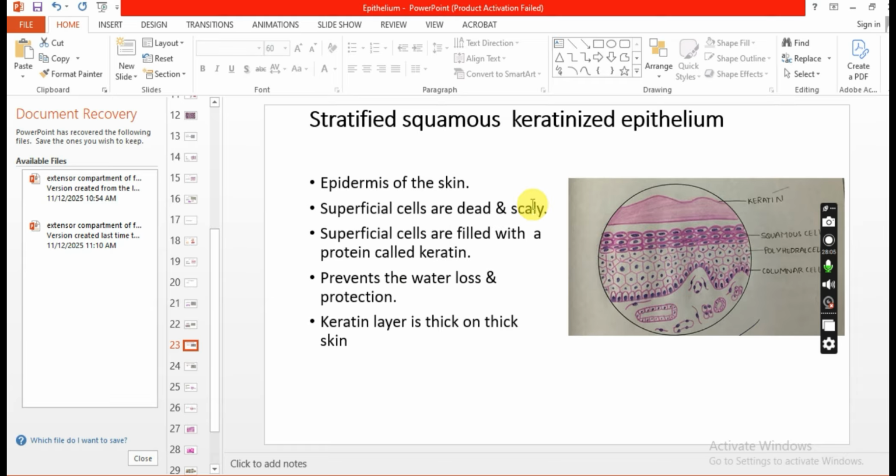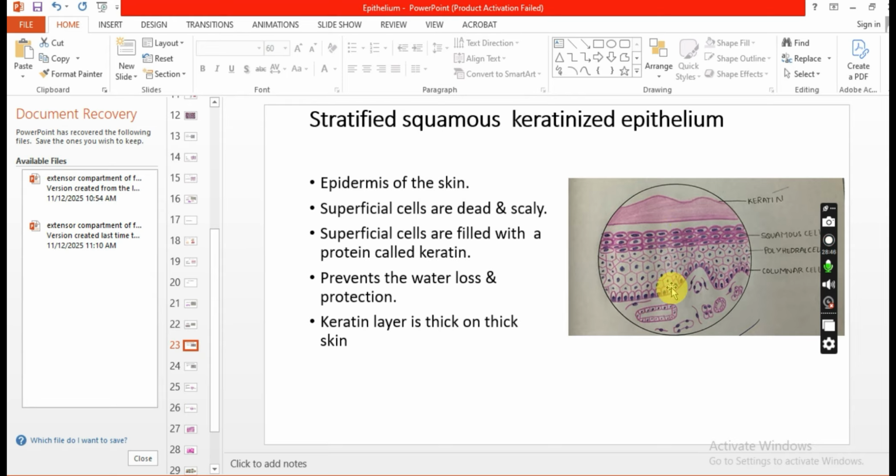Stratified squamous keratinized epithelium you can see on the dry surface. The typical example is the epidermis of the skin. You know, the skin has two layers, the outer epidermis and the lower dermis. Epidermis is the stratified squamous epithelium. The topmost layer is called stratum corneum. It's made of thin, flat, dead cells having no nucleus or any other cell organelles, but it is completely filled with a protein called keratin.